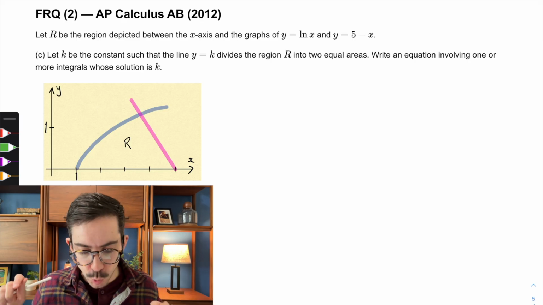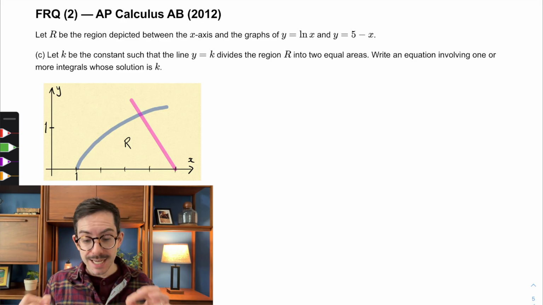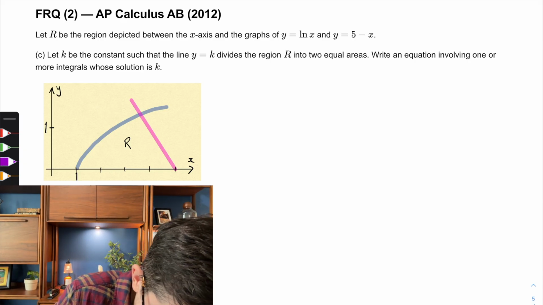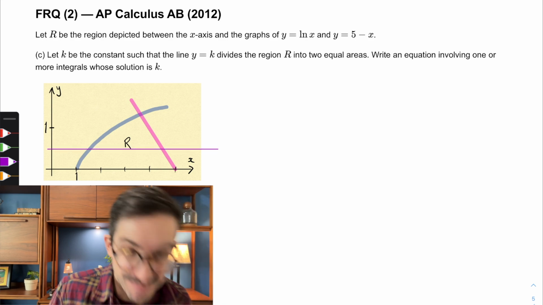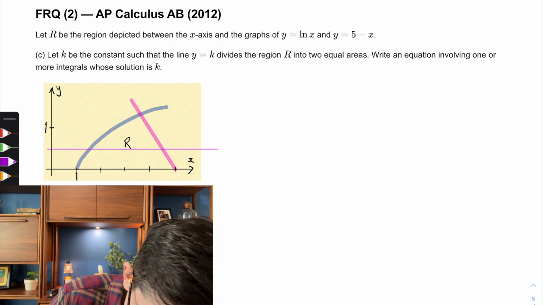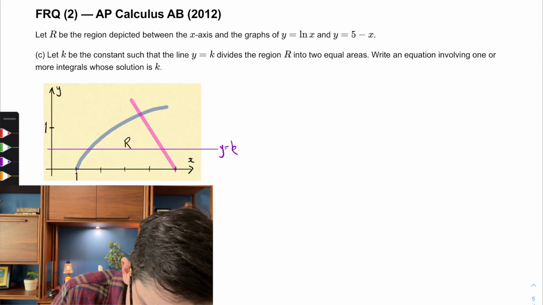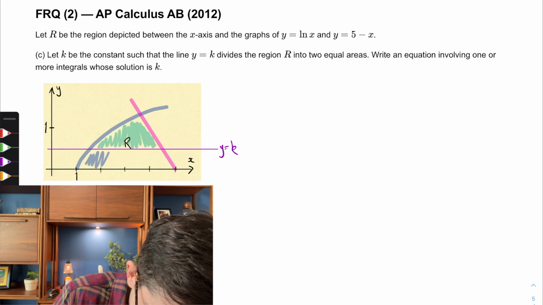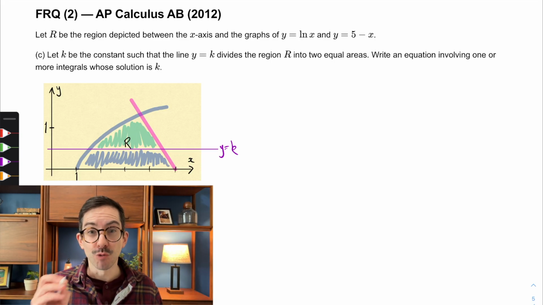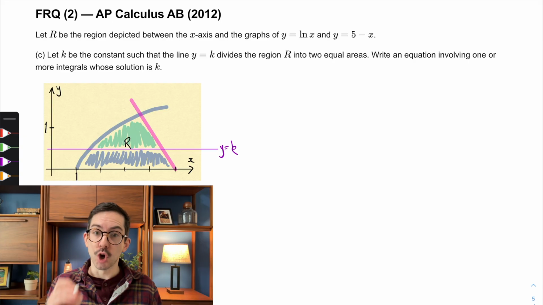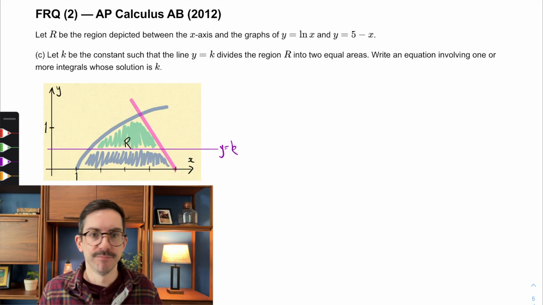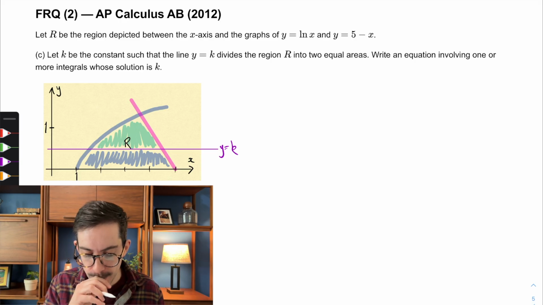So here, we're told that a horizontal line is dividing the region R into two equal areas. So I'm going to eyeball that, so maybe it's around that. Okay, so this is the line y equals k, and this region up above is supposed to equal the area of this region down below. Now they're asking us to write down an equation that we could use to solve for k. They're not asking us to solve for k, they just want us to set up the problem for somebody else to solve, I guess. Okay.